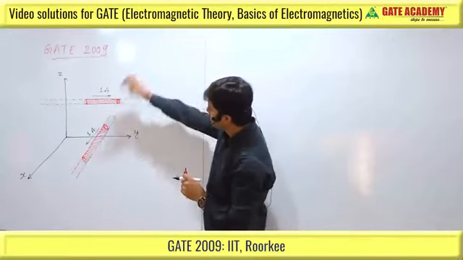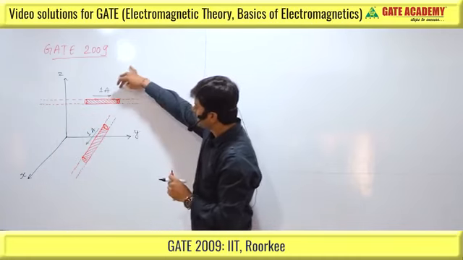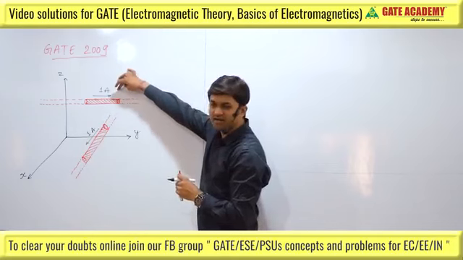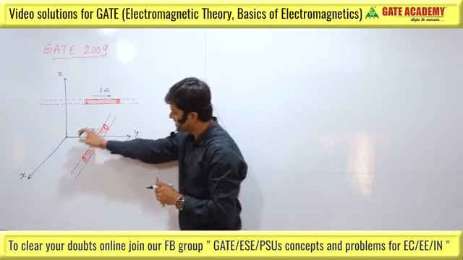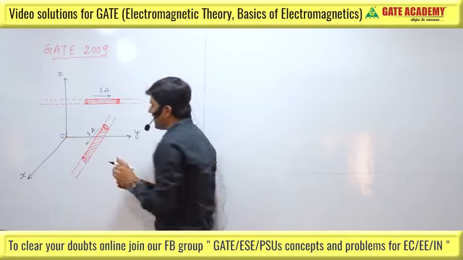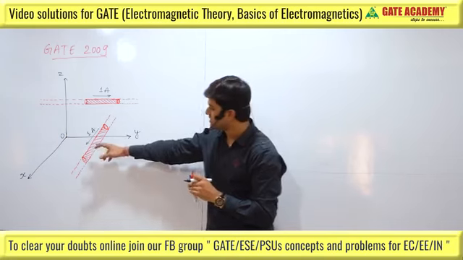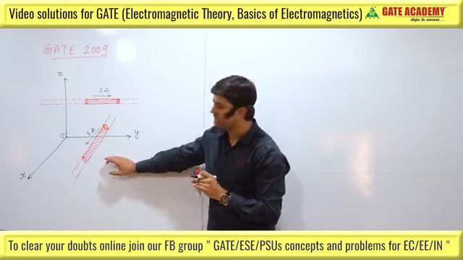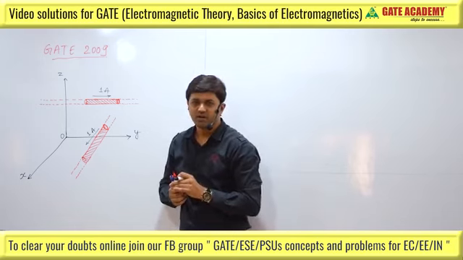So there are two current carrying conductors. The first conductor is placed parallel to the Y axis, carrying current 1 ampere, and the other conductor is also carrying current 1 ampere, parallel to the X axis. We have to find the magnetic field at the origin. Which components are not equal to 0 at the origin? To find the direction of the magnetic field, we can apply the right hand thumb rule.